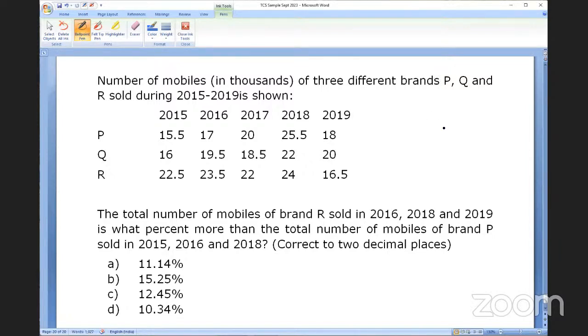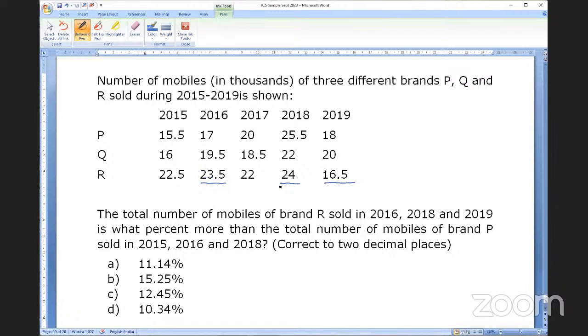Okay, let's check this, the last one of our session. Hope that you will do well and keep practicing. The number of mobiles, in thousands, of 3 different brands, P, Q, and R, sold during 2015 to 2019, 5 years, is given. Now, the question is the total number of mobiles of brand R sold in 2016, 2018, and 2019.